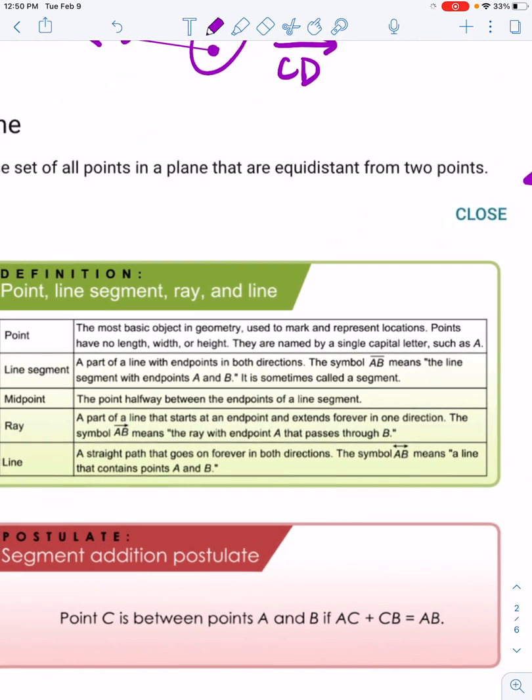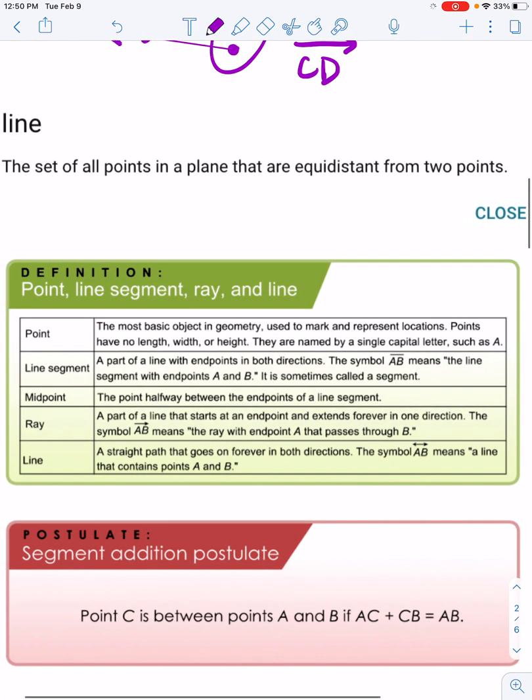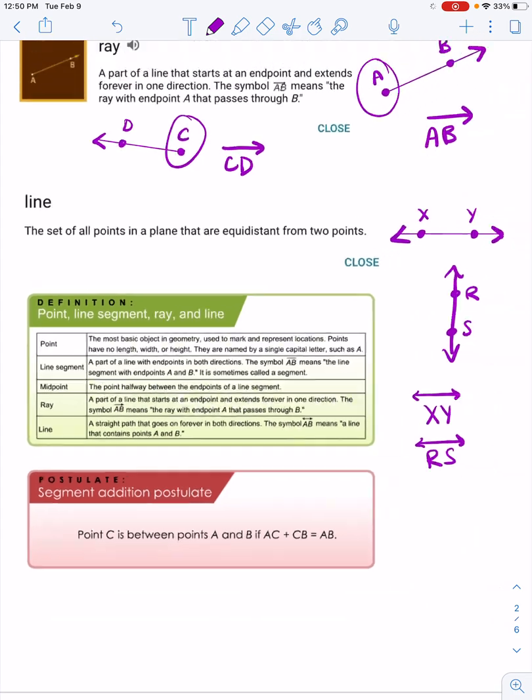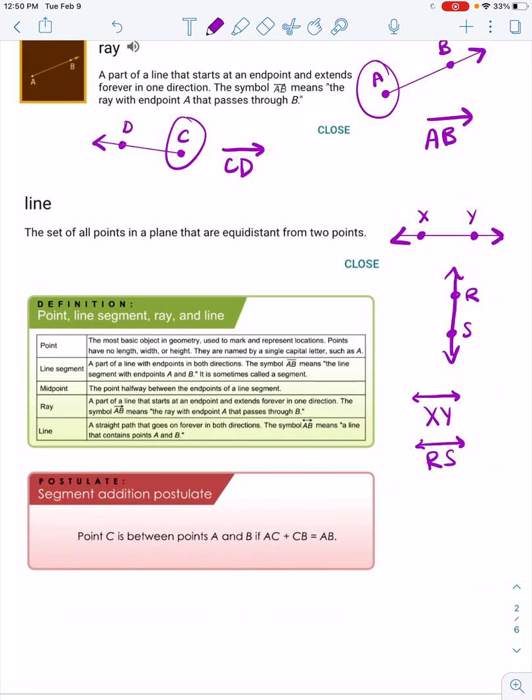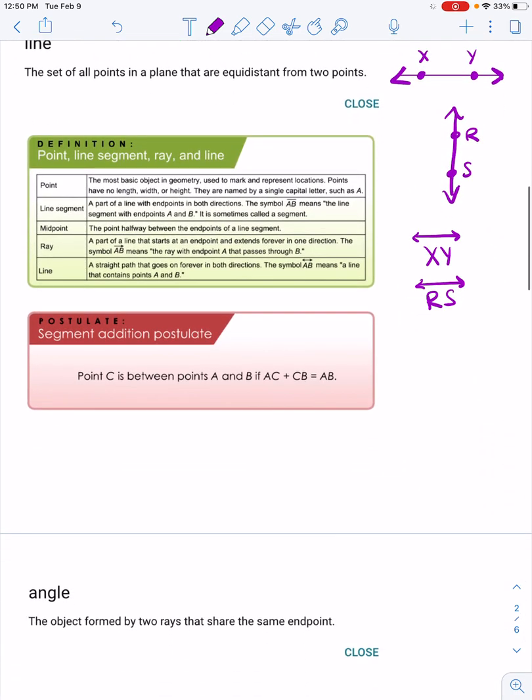Okay, so then this is a summary, and actually it would be a really good thing, I think, to maybe take a screenshot or a picture of. It kind of goes through all the definitions that we just went through. So a point, a segment, a ray, a line, and a midpoint. We added an endpoint also, but we didn't really need that definition. And then the last thing in red is called the segment addition postulate, okay?